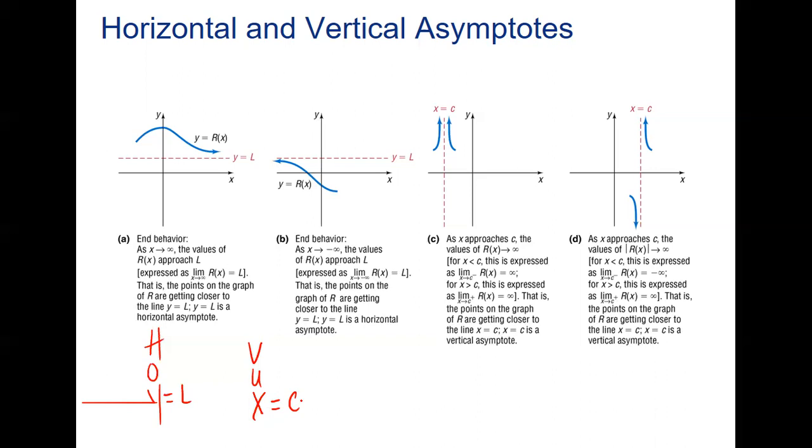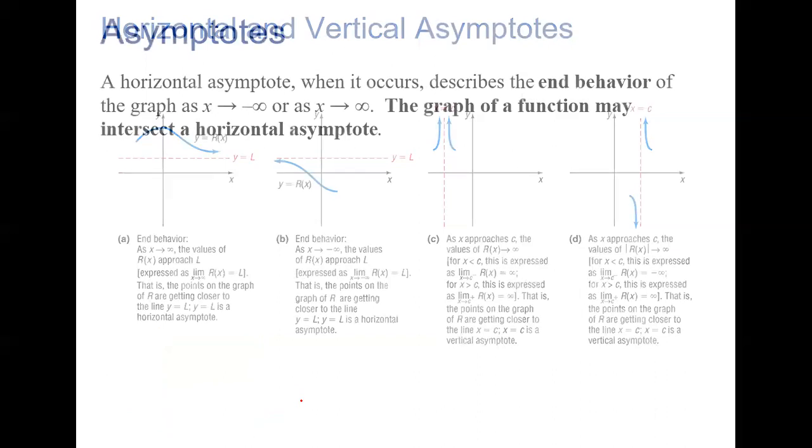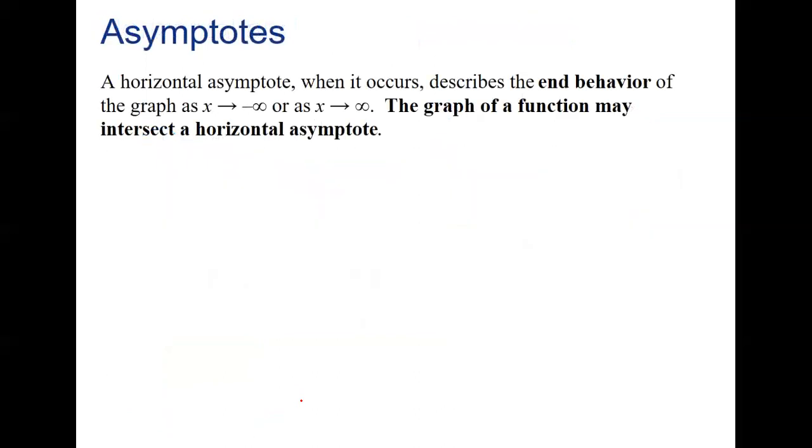A little fact about your horizontal is that there are very unique functions that will cross a horizontal asymptote. Okay. So there's no function that will ever cross a vertical. A horizontal asymptote, when it occurs, describes the end behavior of the graph as x goes to negative infinity or as x goes to positive infinity. Okay. And again, there are certain functions that cross it, right? So it may intersect your horizontal asymptote.